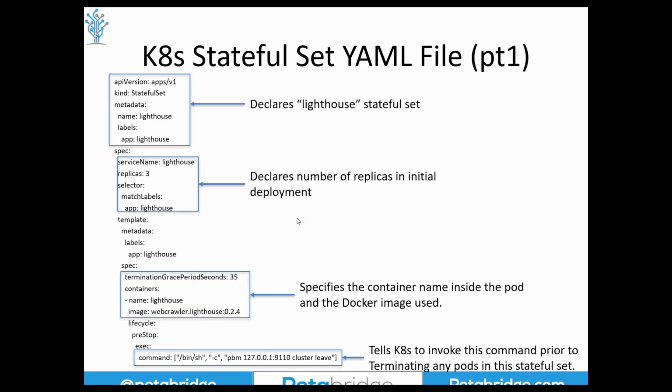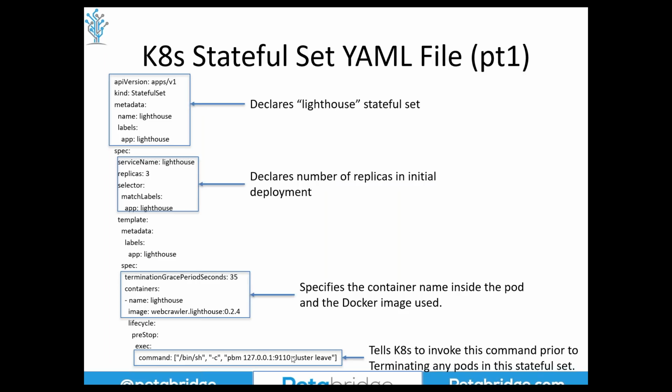Now, this is the really important bit down here, this lifecycle pre-stop. What we're doing here is we're telling Petabridge.Cmd that basically before we terminate this pod, in the event of a shutdown, or if we're scaling down the cluster, or if we're going to roll out an update, we need to go ahead and execute this command inside the Docker container.